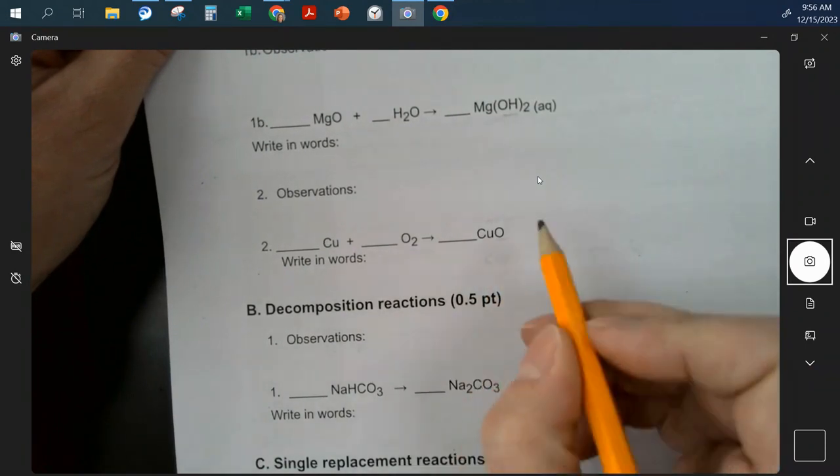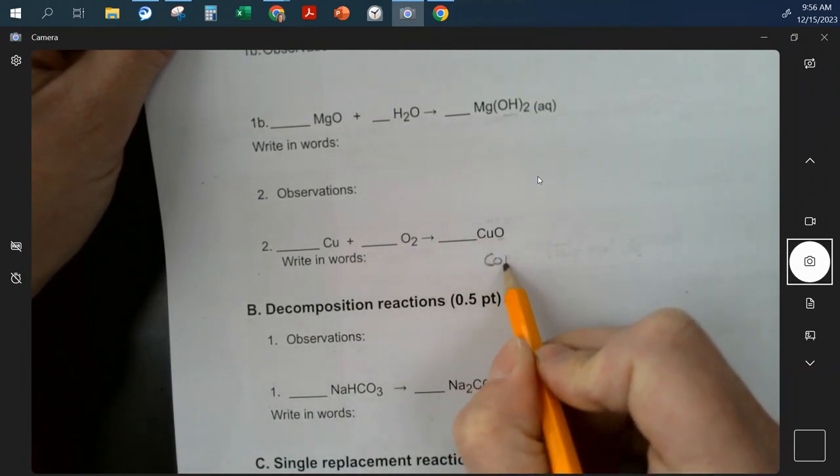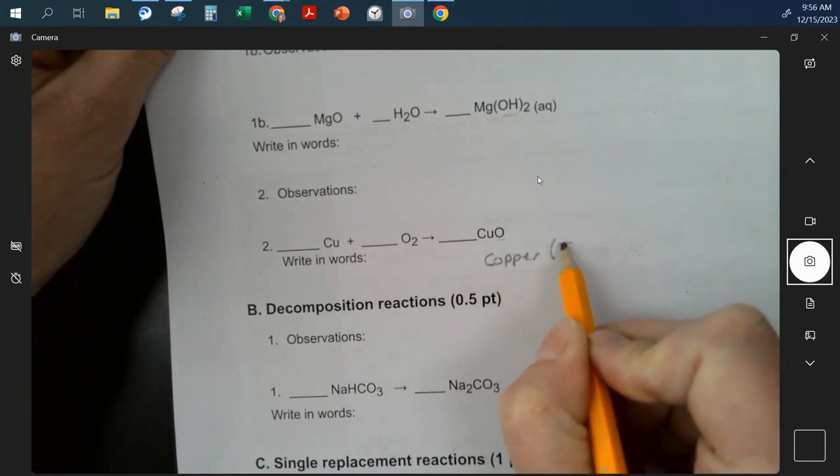Yes, it's 2. So the name of this would be copper 2. Good. Perfect.